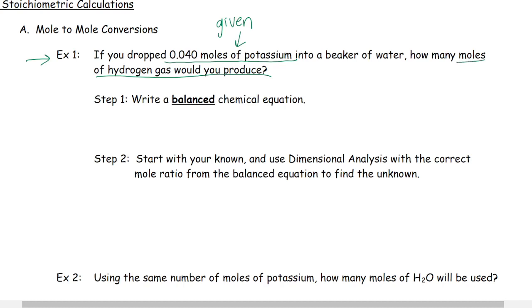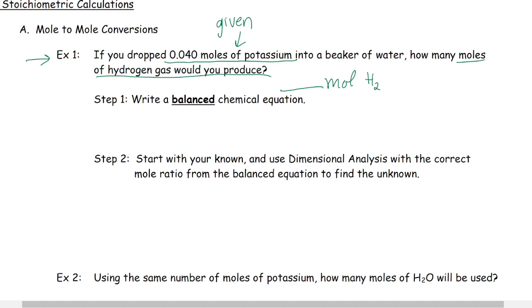And what you are looking for is the other part that I underlined, how many moles of hydrogen gas. So if you identify what you're looking for correctly, then you should know at the end, your final answer should say something moles of what? H2. And how did you know it's going to be H2? Perfect, because it says hydrogen gas and hydrogen is diatomic, so you know that it's going to be H2 and not just H.